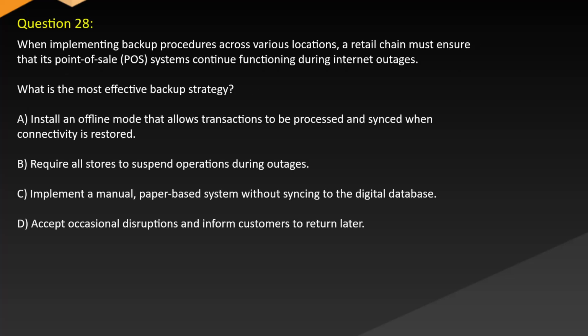Question 28. When implementing backup procedures across various locations, a retail chain must ensure that its point of sale (POS) systems continue functioning during internet outages. What is the most effective backup strategy? A. Install an offline mode that allows transactions to be processed and synced when connectivity is restored. B. Require all stores to suspend operations during outages. C. Implement a manual, paper-based system without syncing to the digital database. D. Accept occasional disruptions and inform customers to return later.